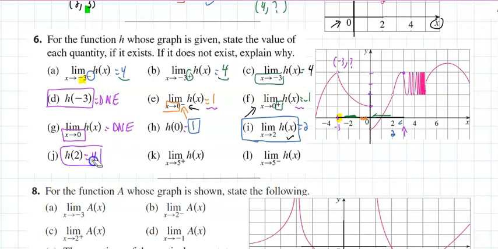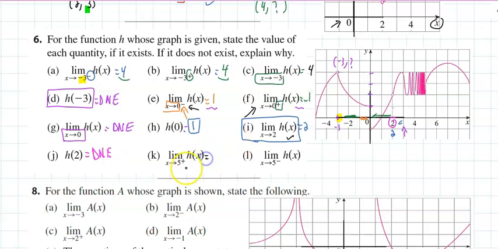Actually, I looked at the wrong thing. Forgive me. It says h of 2, not h of 3. H of 2. There's 2. H of 2 is undefined. You could say undefined if you wish.